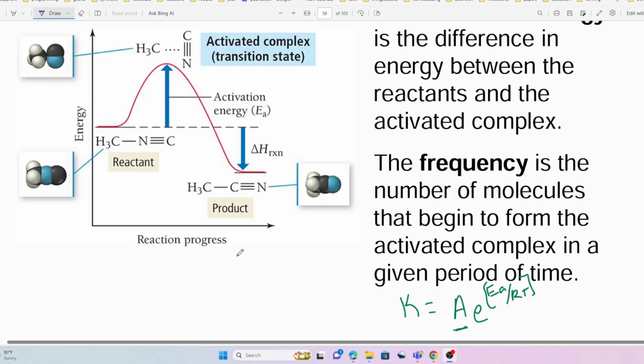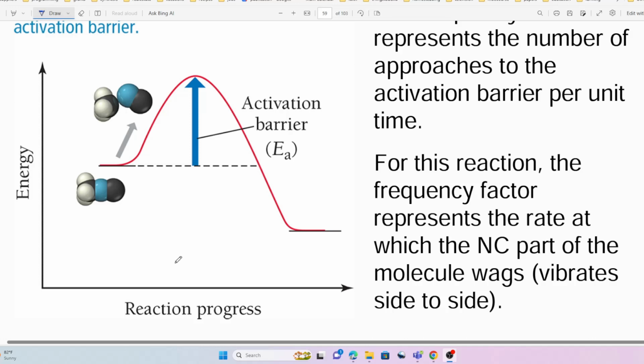The frequency factor, which is given by the A in our K expression, is the number of molecules that begin to form the activated complex in a given period of time. So it indicates the approaches to the energy barrier. So for this reaction, the frequency factor represents the rate at which the NC part of the molecule wags, which means that it vibrates from side to side.